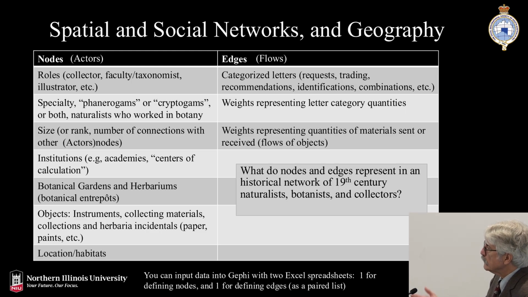But what can we have for nodes? Well, we can have different kinds of people practicing different things, whether they're collectors, taxonomists, faculty, or illustrators. They could have a specialty. Back at this time, fungi were treated as plants, as were mosses, lichens, and ferns. They called them cryptogams, hidden flowers. They couldn't find flowers on them, so they must be hidden, right? Crypto. And then phanerogams, they express some flowers. That's basically the two things that were going on.